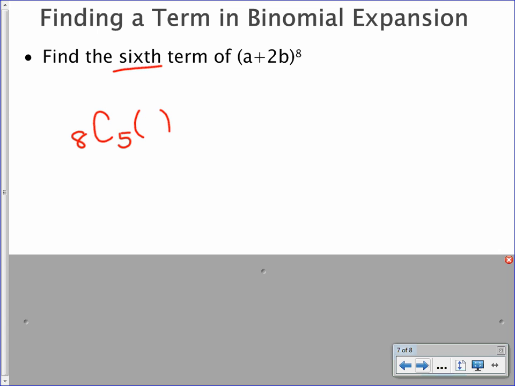We're going to have a raised to a power and 2b raised to a power. Now, which exponent is going to be 5? 2b. Remember, those two numbers are always going to match. And if that exponent is 5, what does this need to be? 3, because those two need to add together to be the 8. Okay? So, I'll go ahead and let you do some calculator work here.